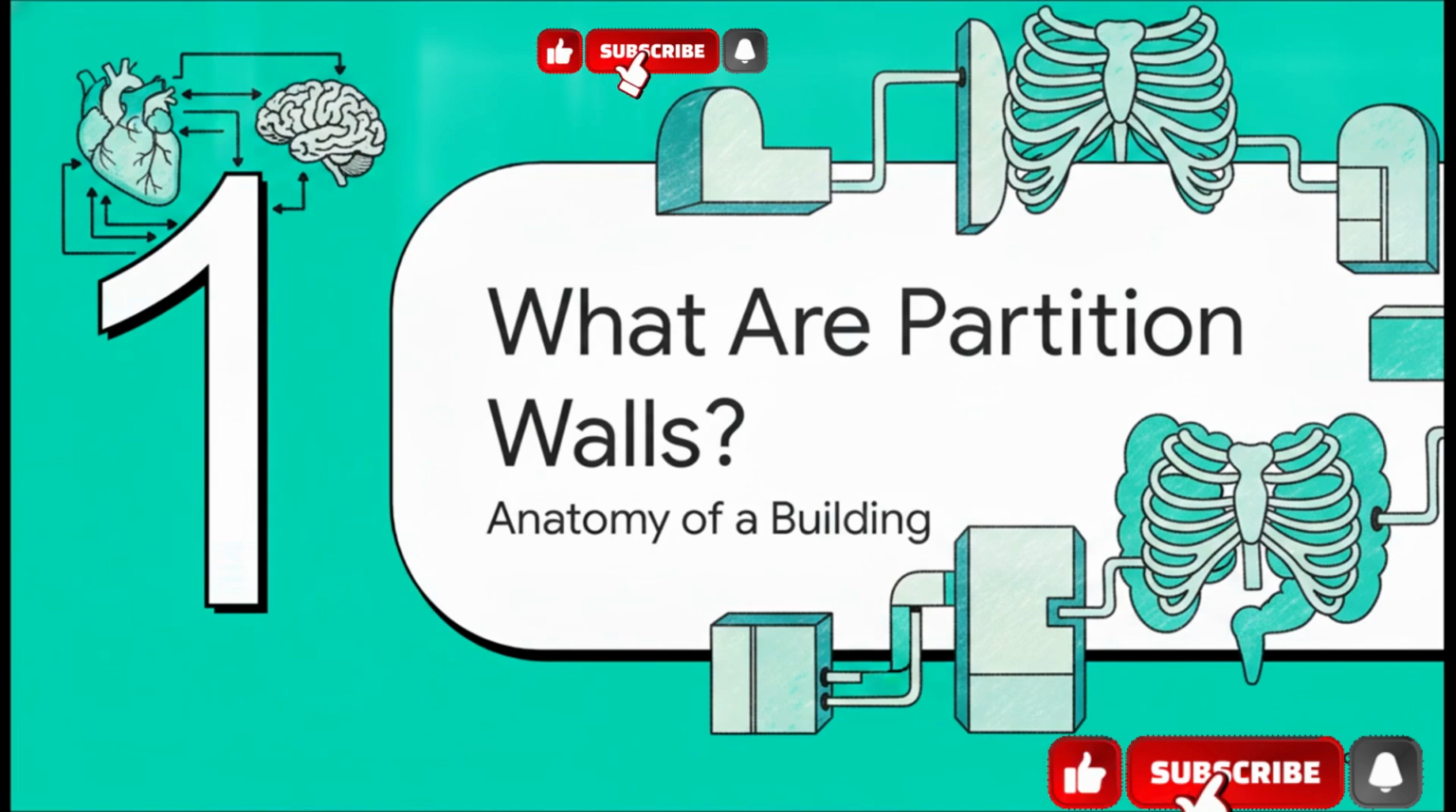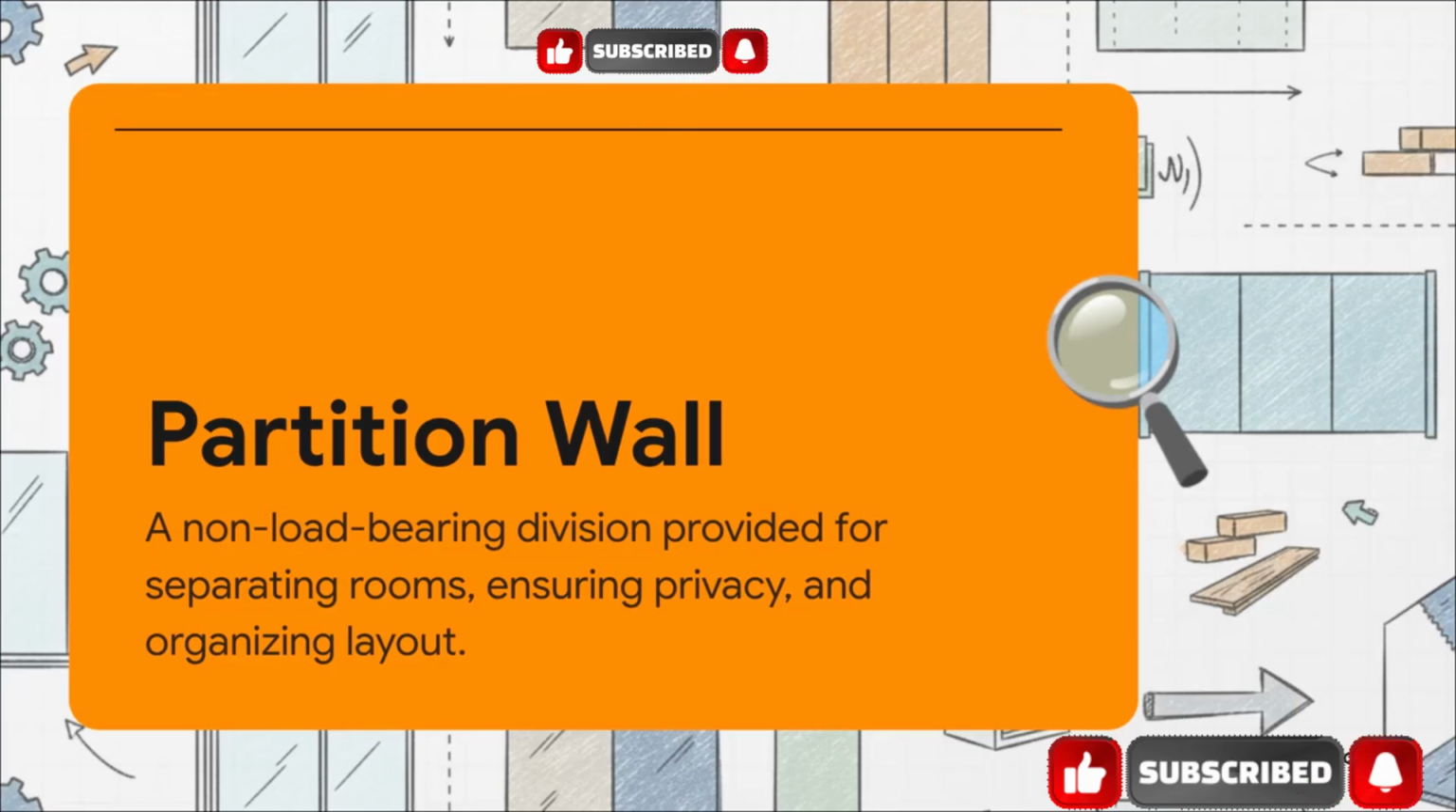The anatomy of a building. To really wrap your head around this, think of a building kind of like a living organism. A partition wall is essentially a non-load-bearing division. It's put there specifically to separate internal rooms, ensure privacy, and organize the layout. But honestly, the absolute most important part of that definition is the term non-load-bearing. These walls do not carry the structural weight of the building above them at all.